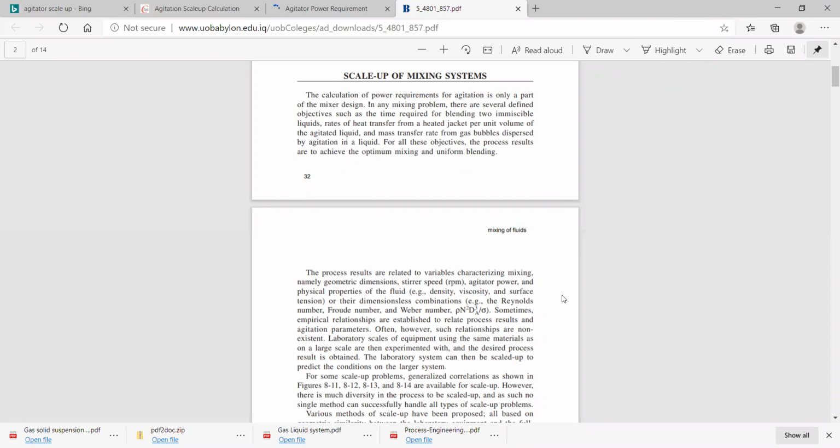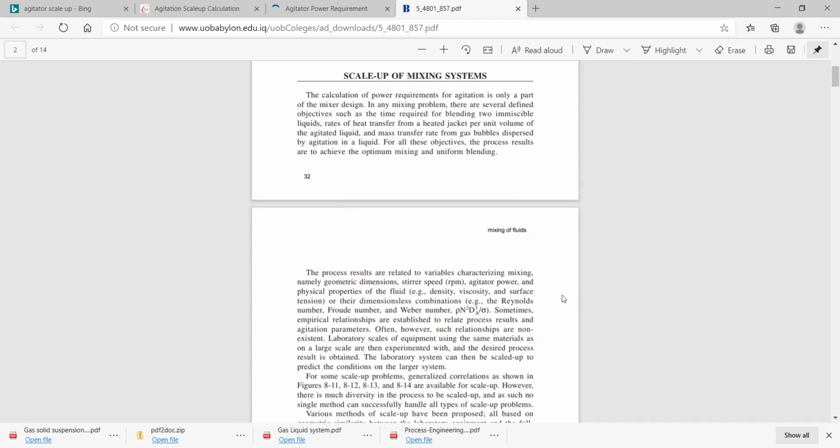There are several defined objectives such as the time required for blending two immiscible liquids, rates of heat transfer from the heated jacket per unit volume of the agitated liquid, and mass transfer rate from gas bubbles dispersed by the agitation in a liquid. For all these objectives, the process results are to achieve the optimum mixing and uniform blending.